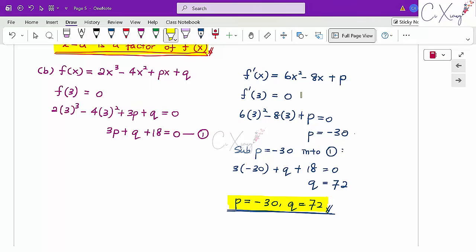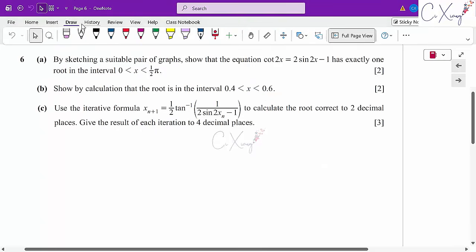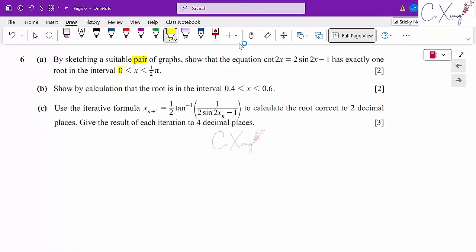Okay, so this is how we solve this question. So we are now at question number 6. Part A, by sketching a suitable pair of graphs, we need to show that this equation has exactly one root in this interval. So that means we need to sketch two graphs within this interval, and we need to show that there's only one intersection point for the two graphs that we sketch.